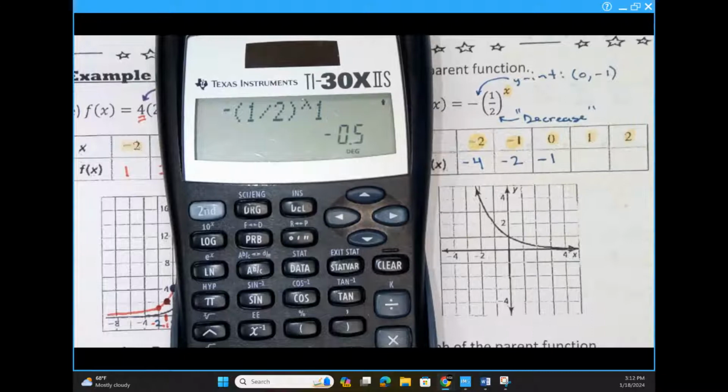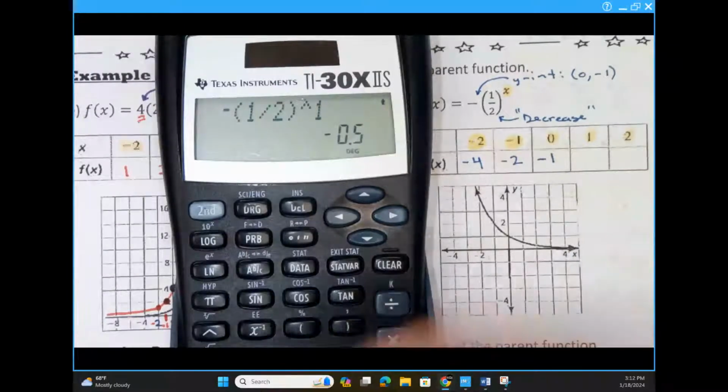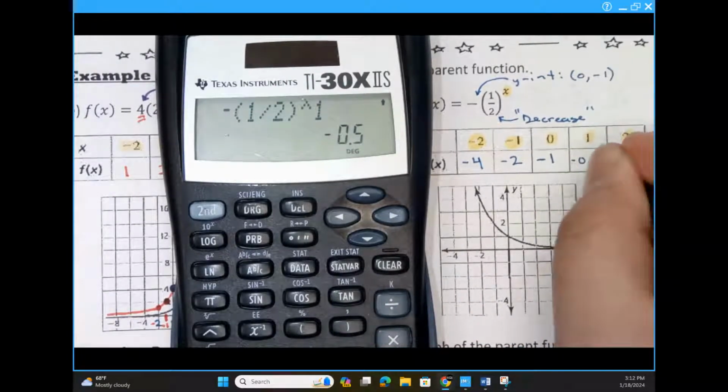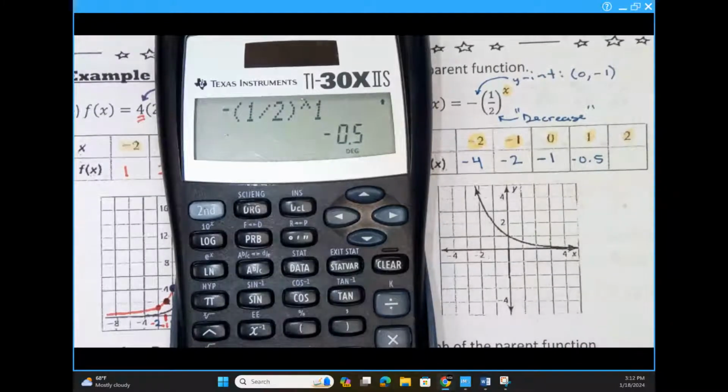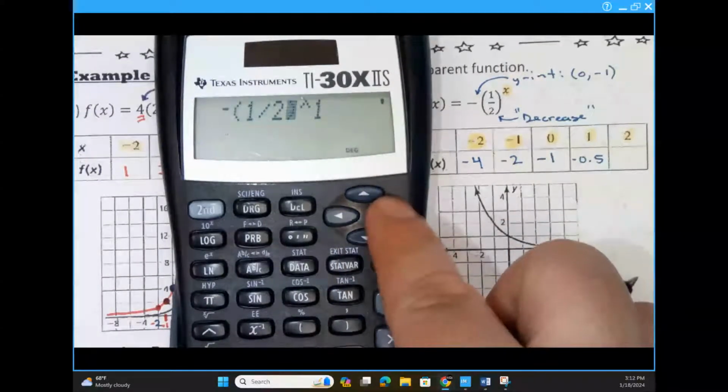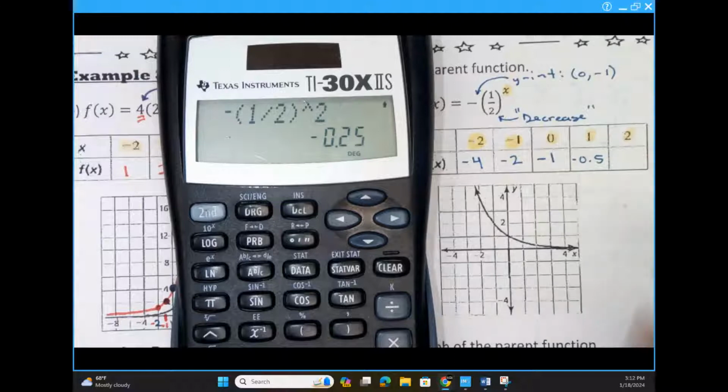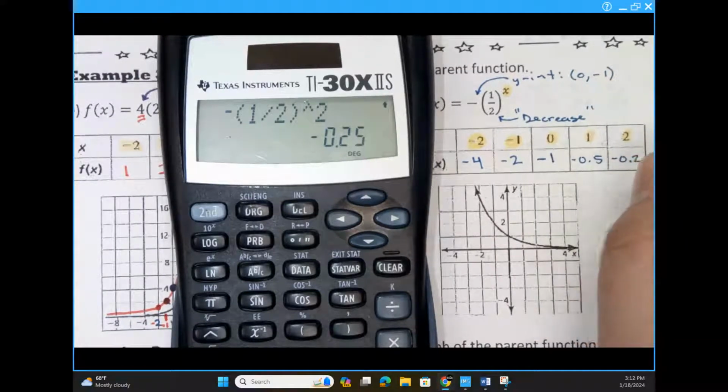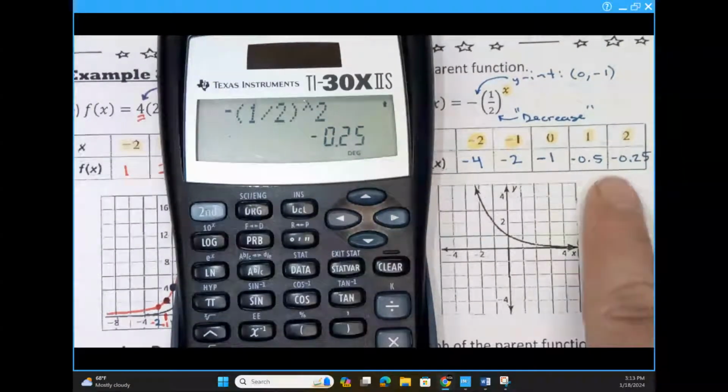There's my 1. All right, so negative 0.5. And yeah, just write it in. Don't worry about rounding, none of that. Just write it in. And then the last one is, we're going to throw a 2 in there. Negative 0.25. Just write it in. If you want to call it negative 0.3, go for it.